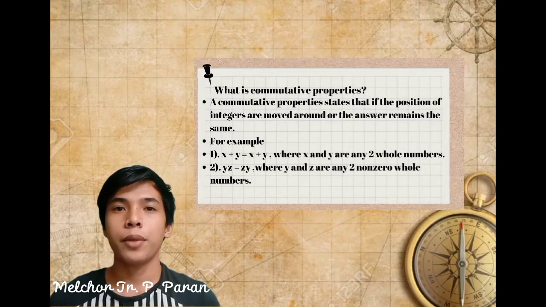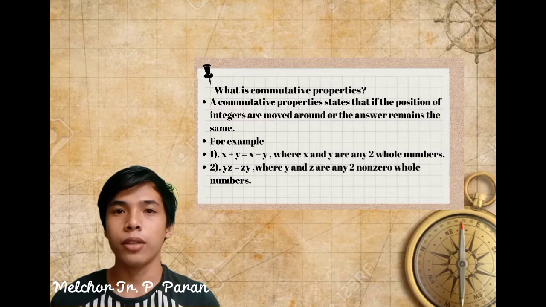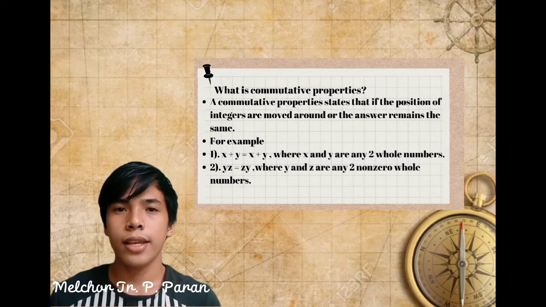What is the commutative property? A commutative property states that if the positions of the numbers are moved around, the answer remains the same. For example, x plus y is equal to y plus x, where x and y are any two whole numbers. Example 2: yz is equal to zy, where y and z are any two non-zero whole numbers.